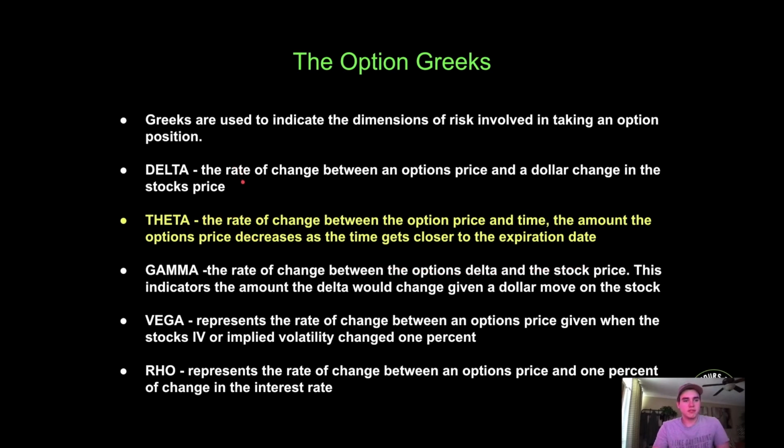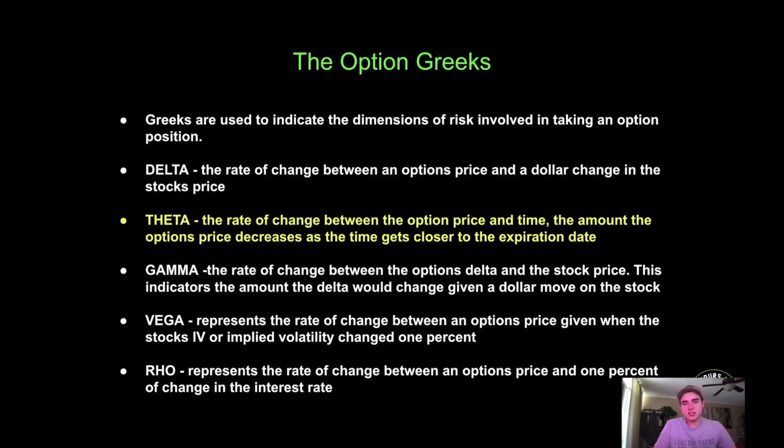To start, we have delta. That's the rate of change between an option's price and a $1 change in the stock's price. So if the delta is 0.4 and the stock moves $1, the contract is going to go up 40 cents. That's basically how you can find that. Basically, you want that to be stable as well.